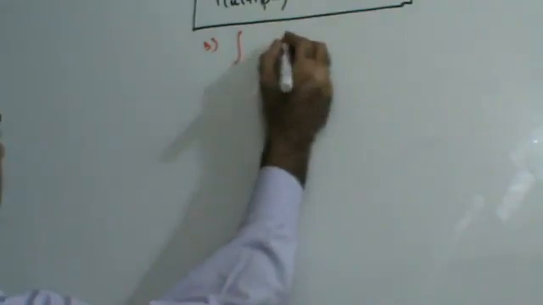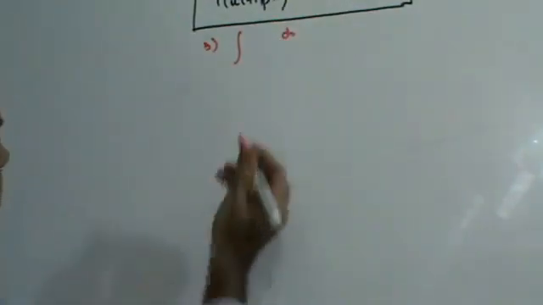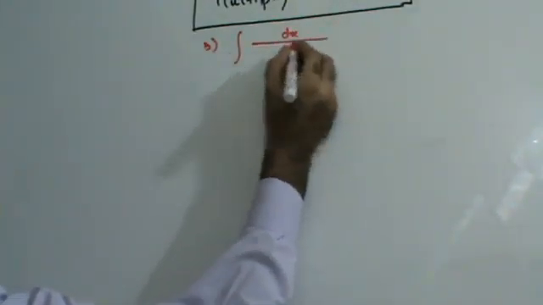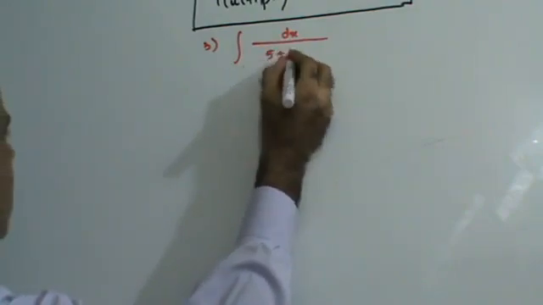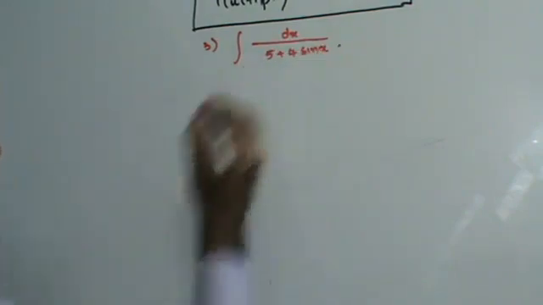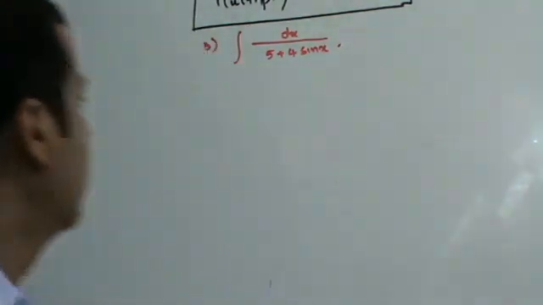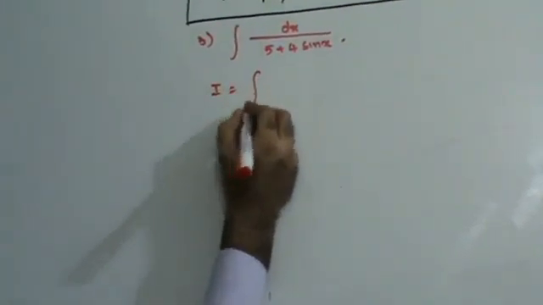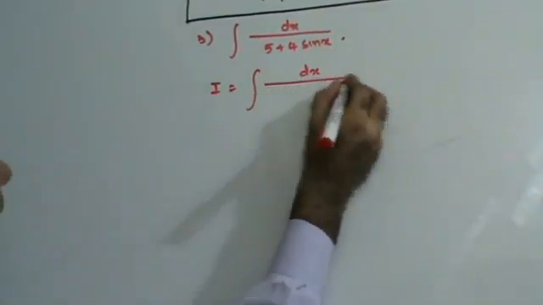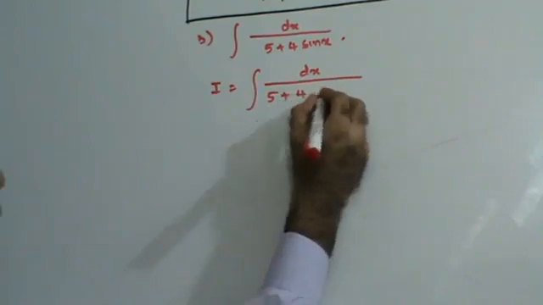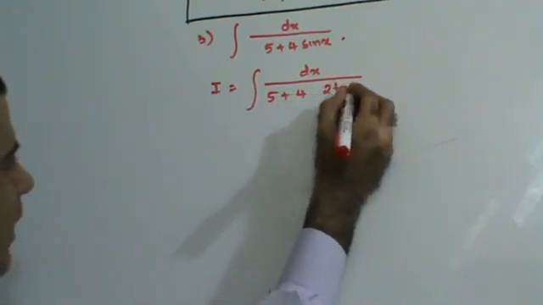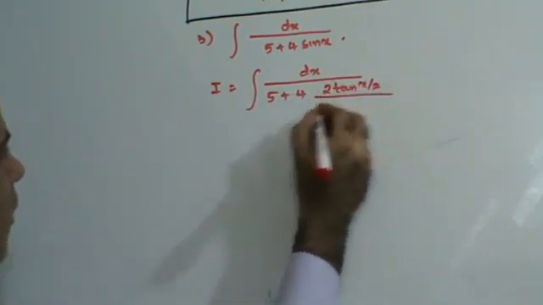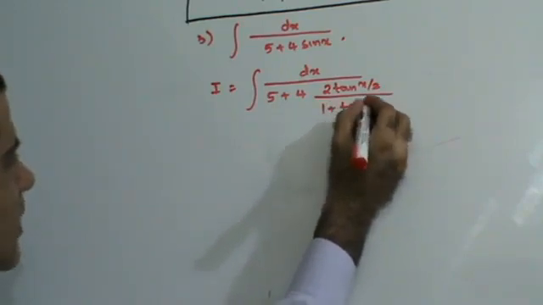Integral of dx upon 5 plus 4 sin x. Let's see this. This can be written as integral of dx upon 5 plus 4, use the submultiple formula, 2 tan x by 2 upon 1 plus tan square x by 2.